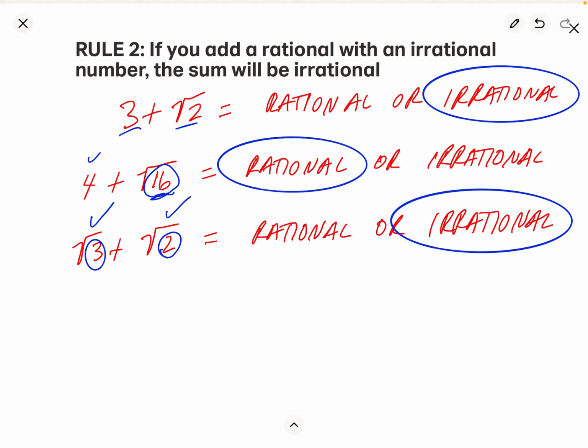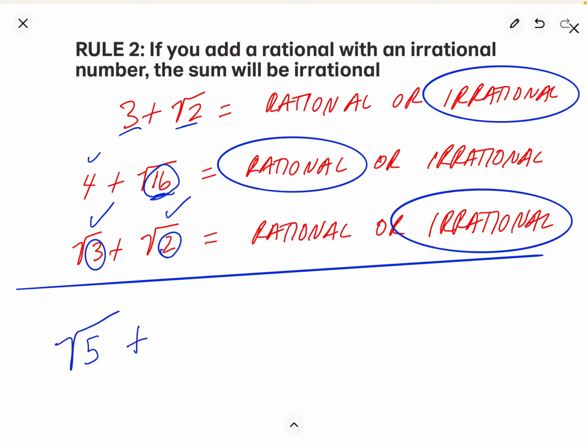The only exception is this. If I have a square root of 5 and I add that to a negative square root of 5, okay? So basically I'm just adding opposites. This is going to be equal to 0, and 0 is an integer, so that means it's a rational number. That's the only way that you can add two irrational numbers to get a rational number. They have to be opposites, but that's kind of a fluky one. So that doesn't happen very often. So generally, this rule is true.